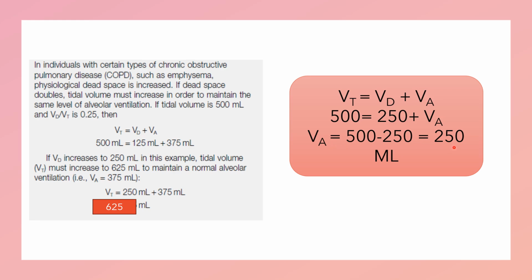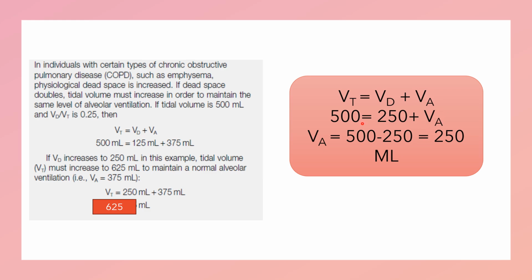Normally we know that 500 ml is the tidal volume and the dead space volume is 150, so the amount of air taking part in alveolar ventilation is 350. So if the dead space volume is increased, then obviously there will be a decrease in the alveolar ventilation.